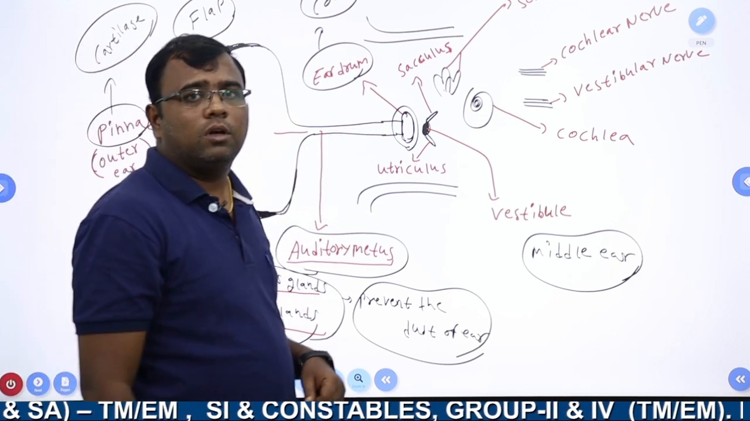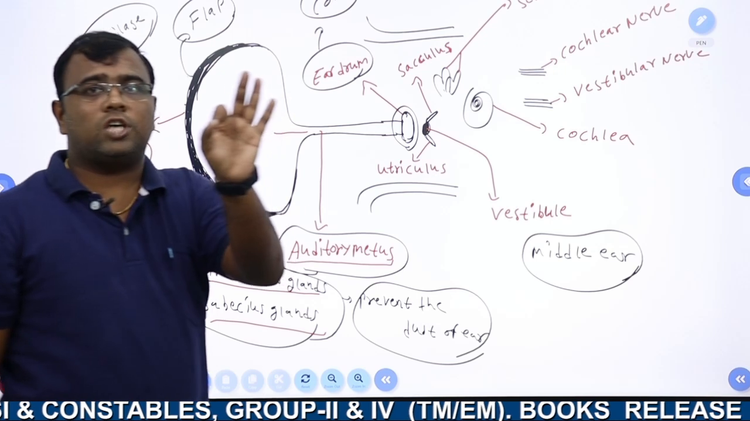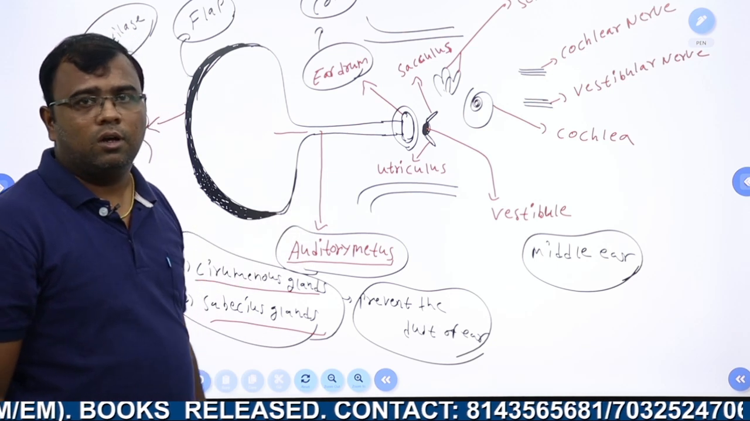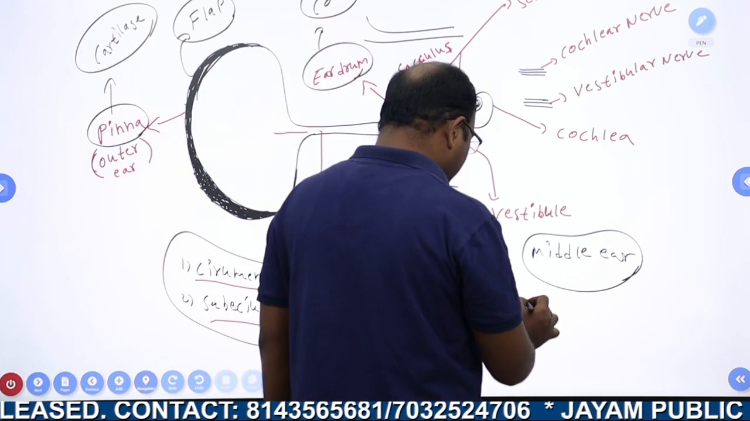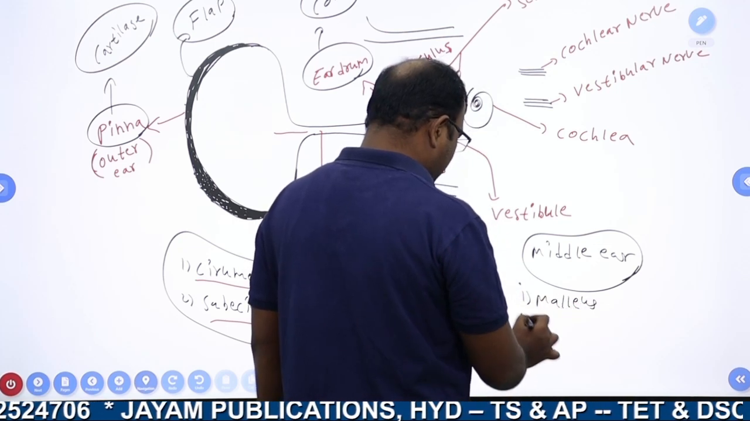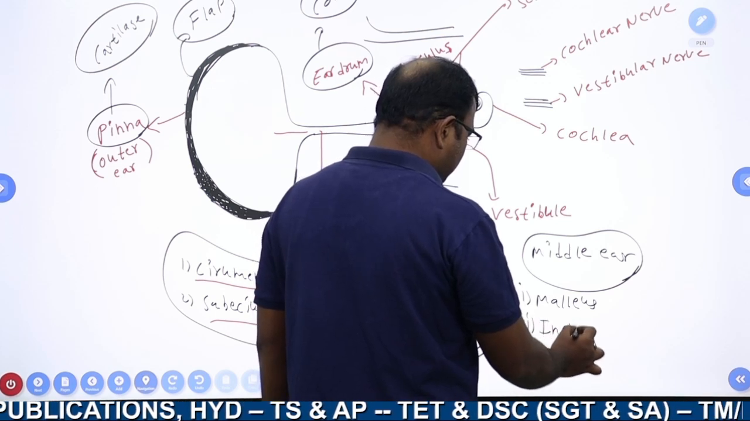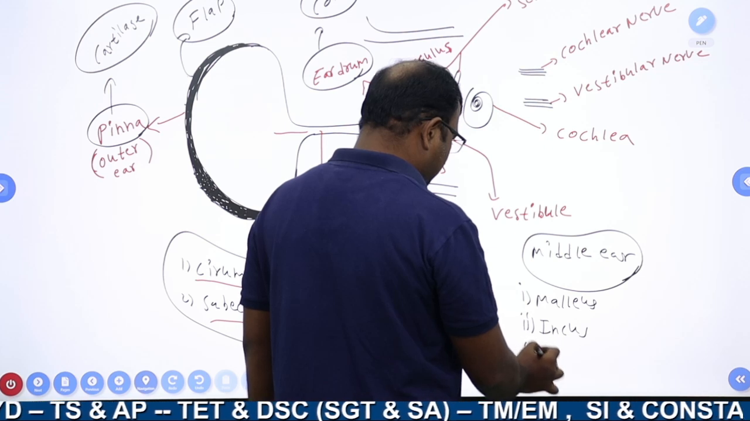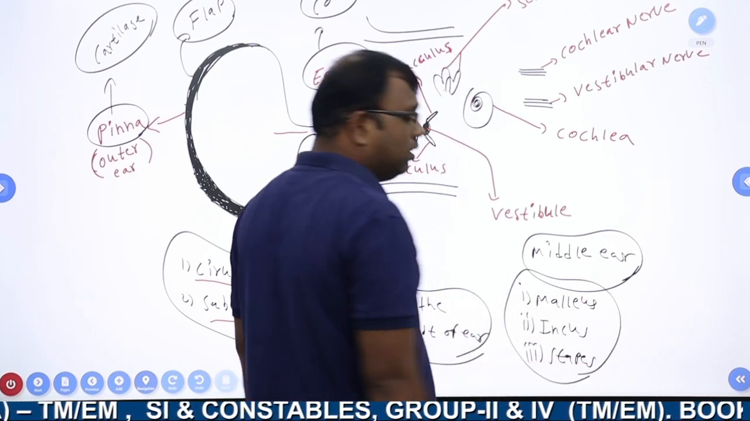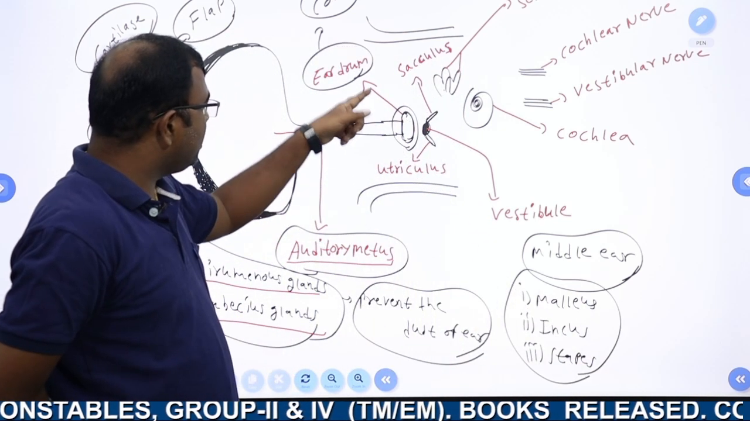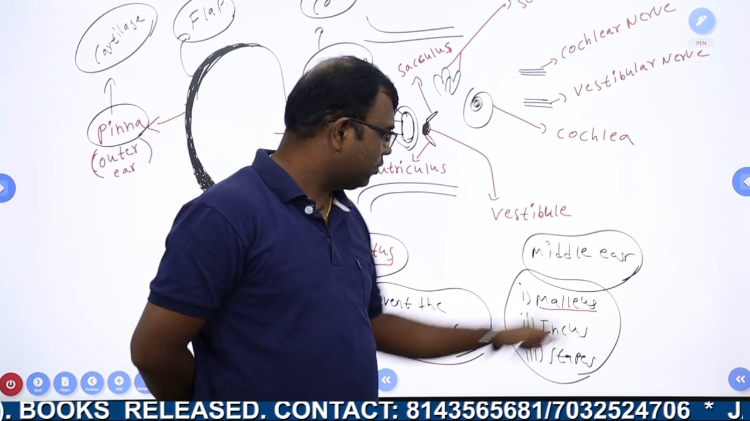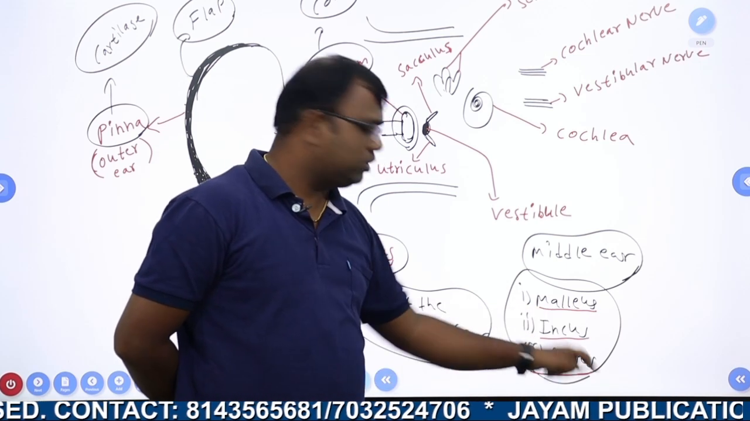Above the eardrum, three chain bones are present. The first one is malleus, the second one is incus, the third one is stapes.